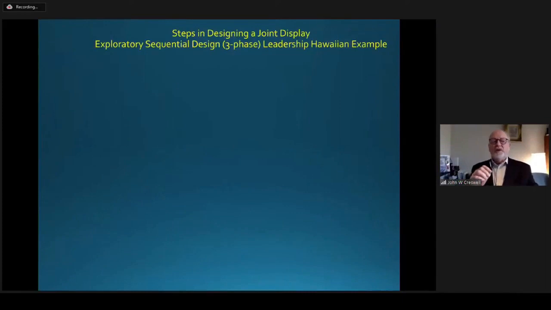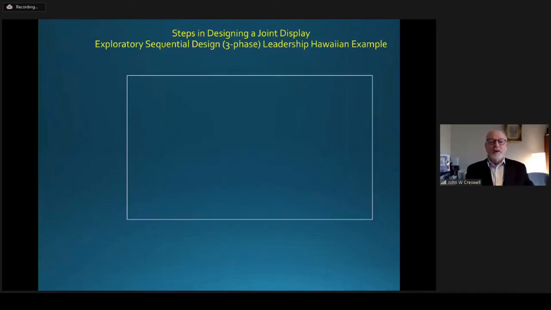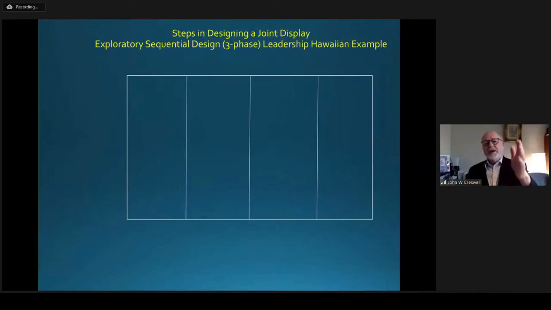Let me talk just for a moment about how I would draw out this joint display. First of all, if you're in my office and we're talking about your project, let's come up with an example of what your joint display might look like. Let's first draw a box like this. And if you're going to do exploratory sequential design, remember that's qualitative, followed by designing or modifying a quantitative instrument, followed by testing out that instrument. So let's put 3 columns in here.